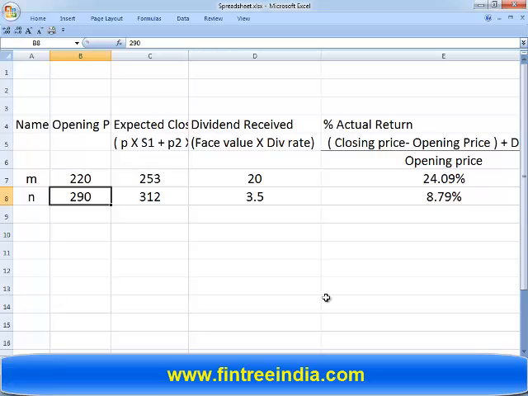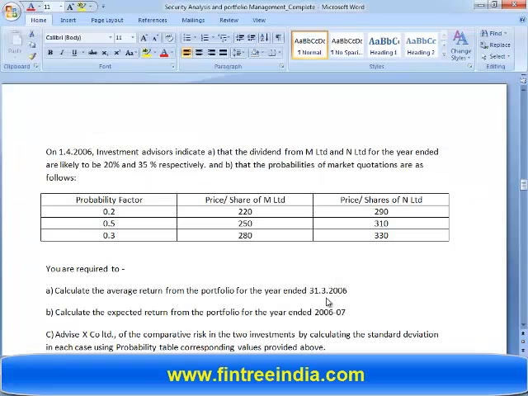This was the easier part of the question. The most interesting part is the last part. Are you done with this, Angelica? Neha? So now the last part here.